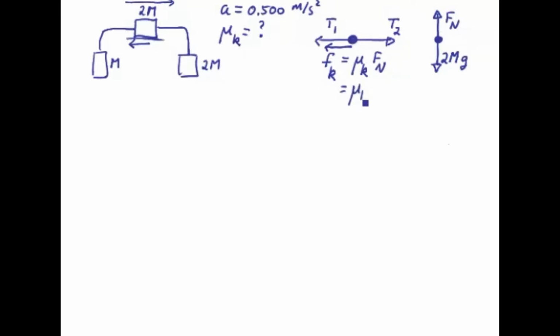Now we want to still figure out what the normal force is over here. So we just figured that out. So we're going to put that in. It's just mu k times 2mg. And we know our acceleration. We don't know T1 and we don't know T2.